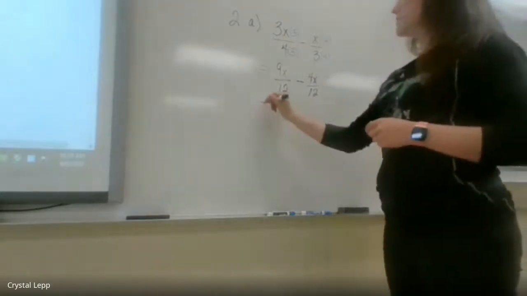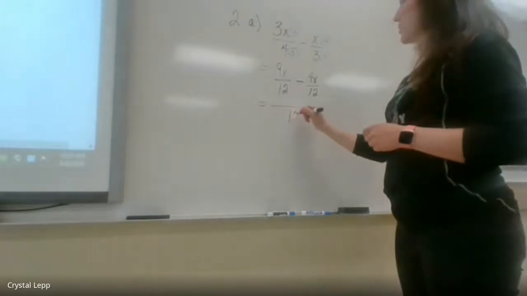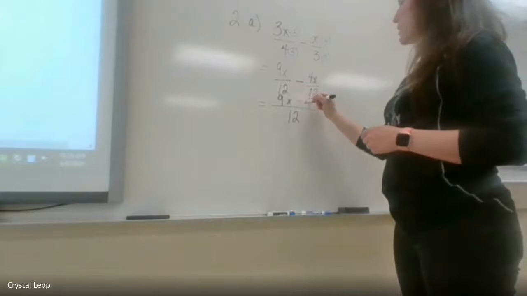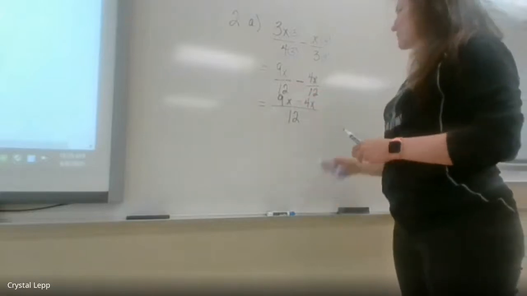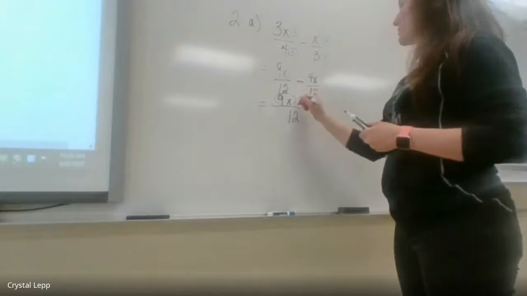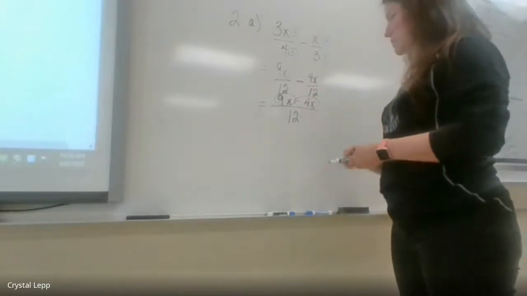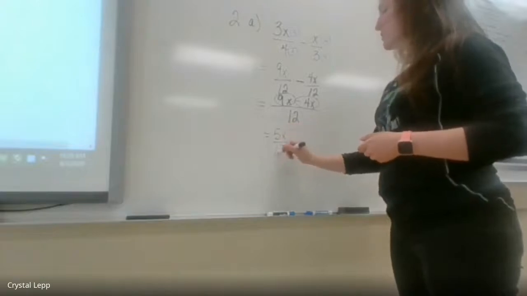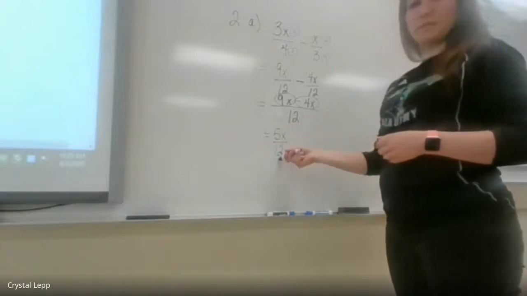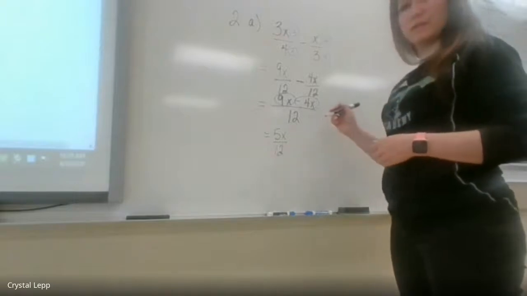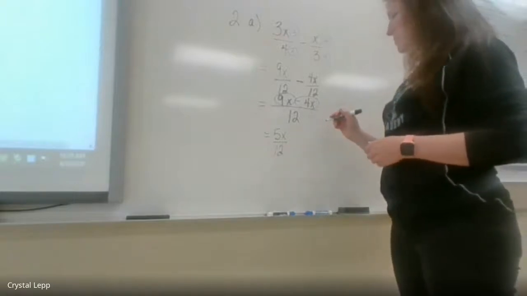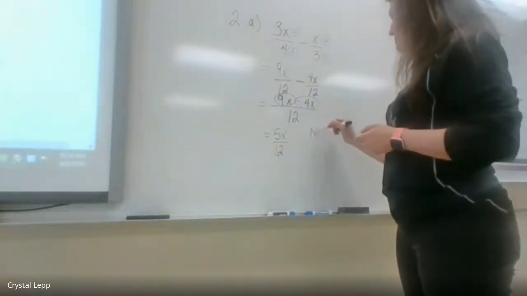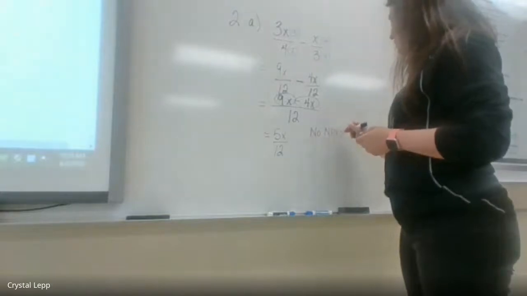So now I have common denominators. I can write them all over one denominator of 12. And then I have 9x minus 4x. And then I can collect like terms. 9x minus 4x is actually 5x. So I'm going to get 5x over 12. And I have no NPVs because this 12 is not a problem. I have no NPVs because there are no variables in the denominator.